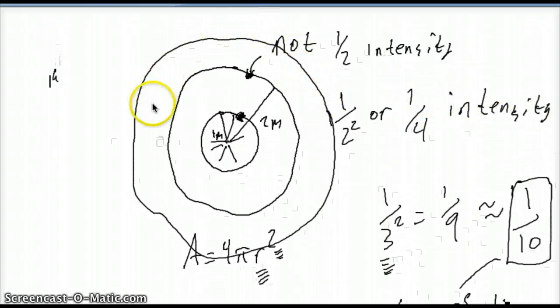And if you have another one which spreads out, the area of a sphere is 4 pi r squared, which gives you this part. So to get the third part, you get 1 over, since it's the third sphere, 1 over 3 squared, which will be 1/9, which is closest to 1/10, which means you lost 9/10 of the intensity, and that means a loss of 10 decibels.